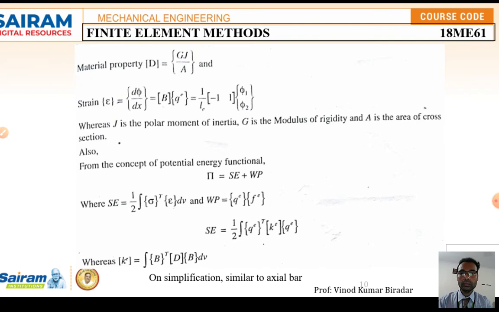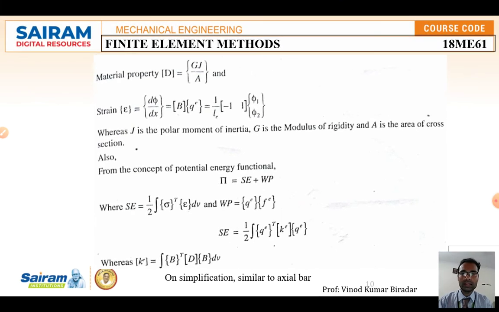Now strain is equal to change in deformation, that is d phi by dx, which is equal to B into Q, so you substitute this formula. B stands for the strain-displacement matrix, B equal to 1 by L times minus 1, 1, with phi 1 phi 2. Here J stands for the polar moment of inertia, G stands for the modulus of rigidity, and A stands for the area of cross section.